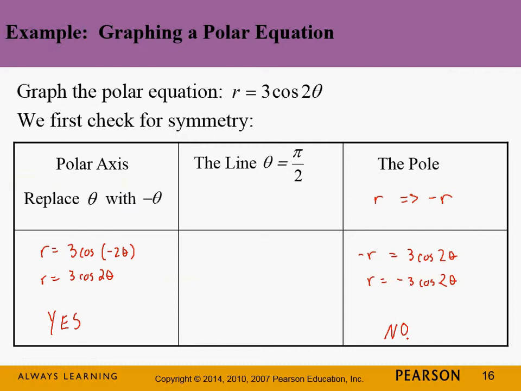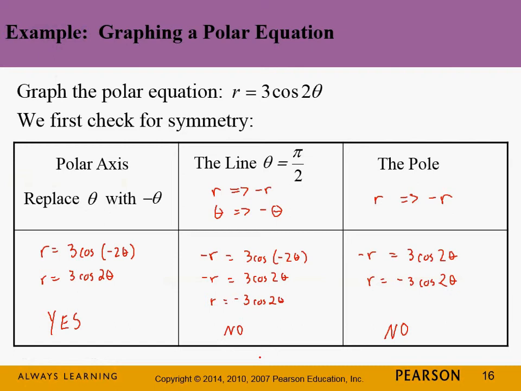What about the line theta equals pi over 2? Here we replace both of them. R with negative r and theta with negative theta. So we get negative r equals 3 cosine negative 2 theta. Negative r equals 3 cosine 2 theta because the cosine just eats the minus sign. So r equals negative 3 cosine 2 theta. Is that the same? No. So all I know for sure is that it's got polar axis symmetry.